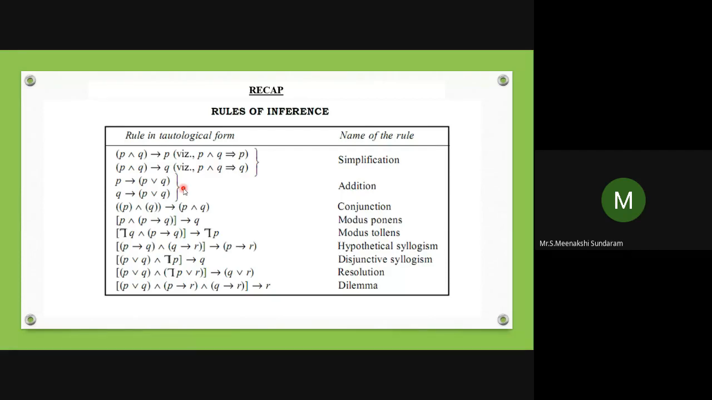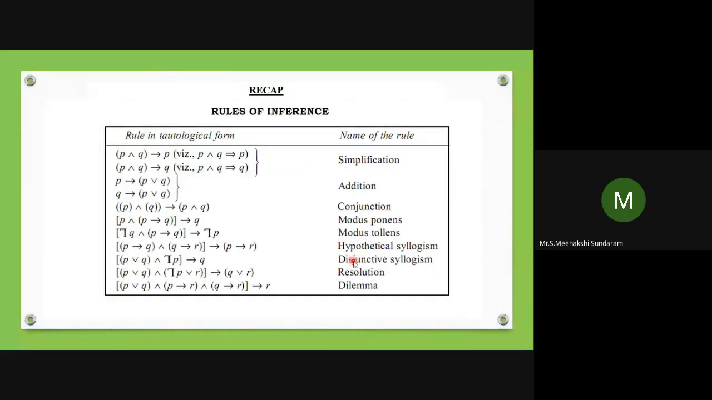Most important, we can use modus ponens: P, and P tends to Q, we can write Q. Negation Q and P tends to Q, we can write negation P. That is modus tollens. Hypothetical syllogism: P tends to Q and Q tends to R, we can write P tends to R. Disjunctive syllogism: P disjunction Q, conjunction negation P, we can write Q.